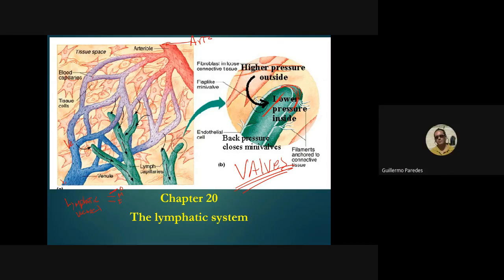Okay. Now, the lymphatic vessels do not contain blood. What they are going to contain is the lymphatic fluid. What is the lymphatic fluid? It is going to be water, electrolytes, white cells, some proteins, and some fat. So that is the composition of the lymphatic fluid. I didn't put red blood cells. We don't have red blood cells in that lymphatic fluid.